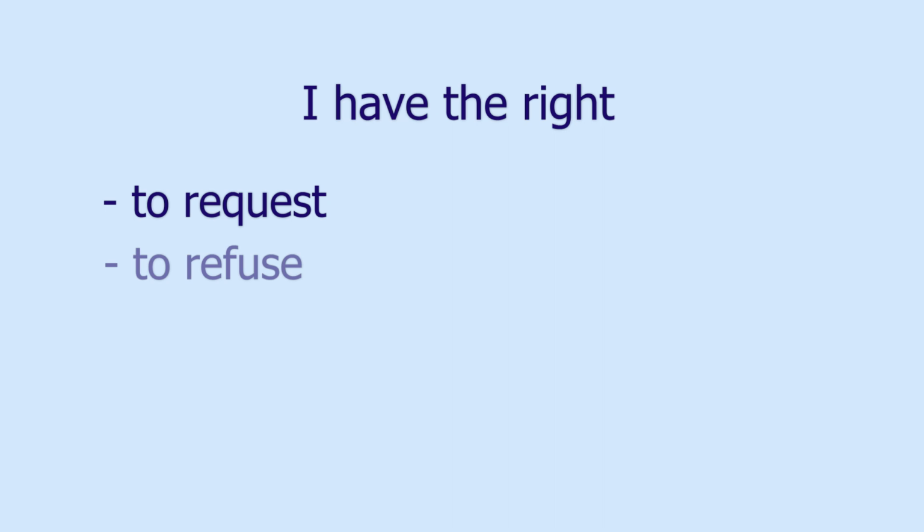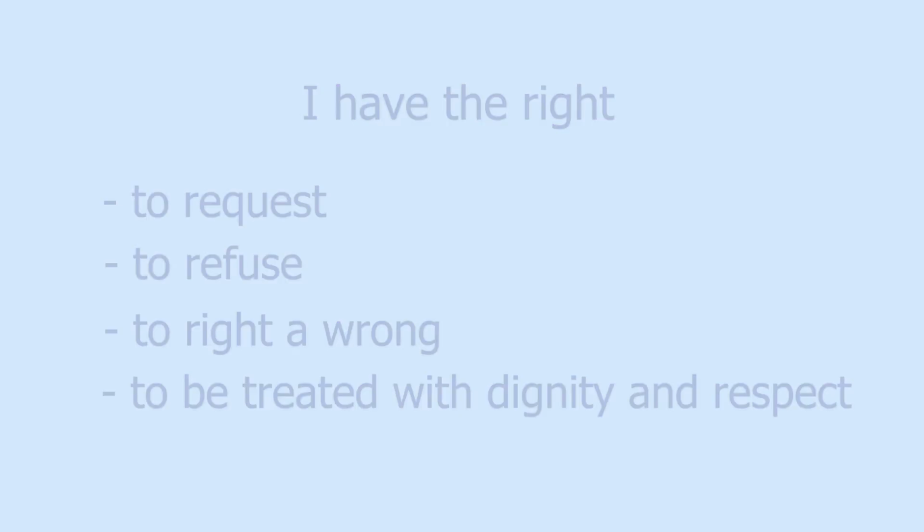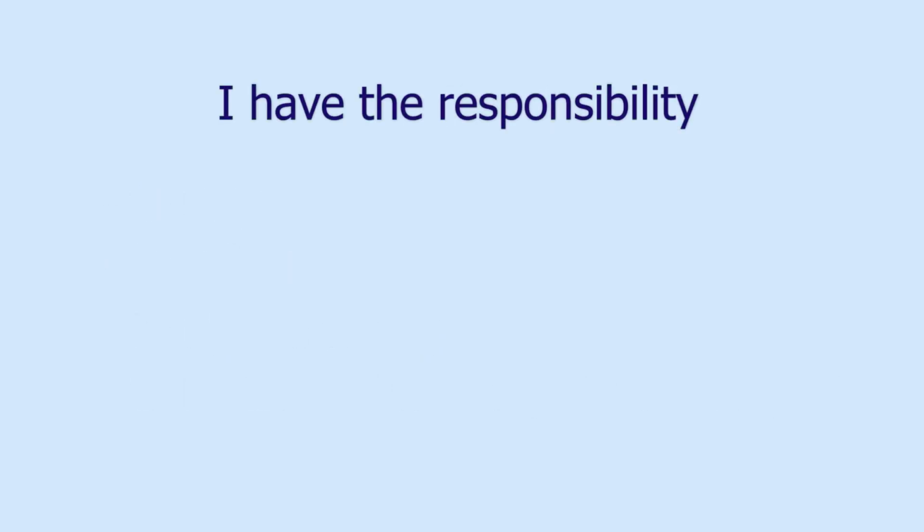The three most basic rights that are commonly presented are: I have the right to request, the right to refuse, and the right to right a wrong. I like to add, I have the right to be treated with dignity and respect. While these rights are essential for a non-assertive person to internalize in order for them to be more assertive, aggressive people need to buy into the idea that they have responsibilities that mirror these rights.